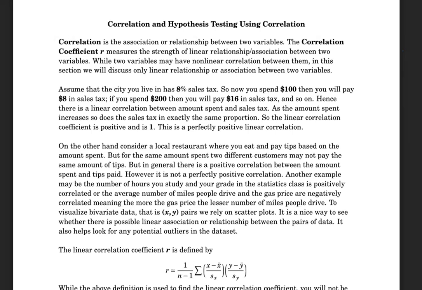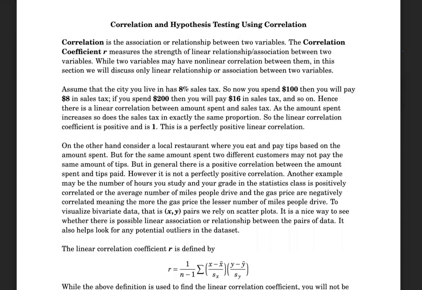Okay. What is correlation? Correlation is the association or relationship between two variables. Correlation measures the association or relationship between two variables. The exact value of the correlation gives you the level of strength of correlation between these variables.